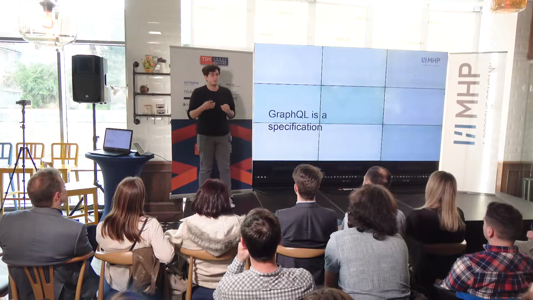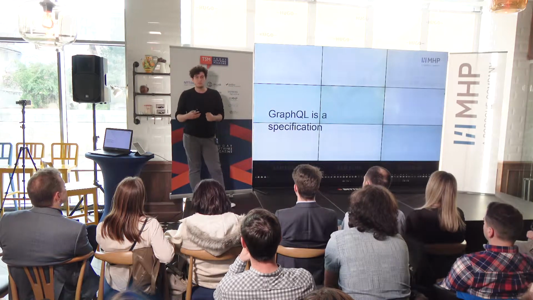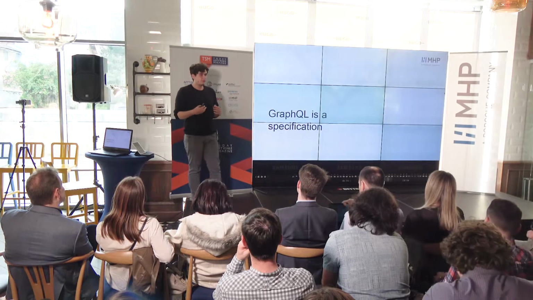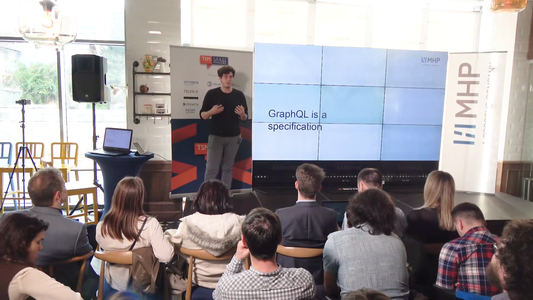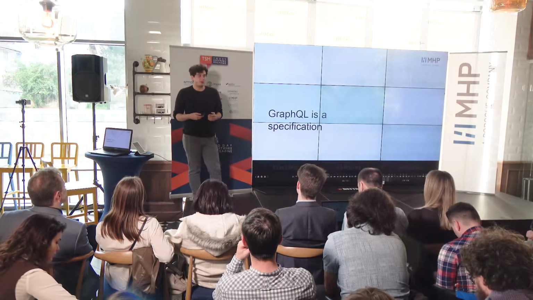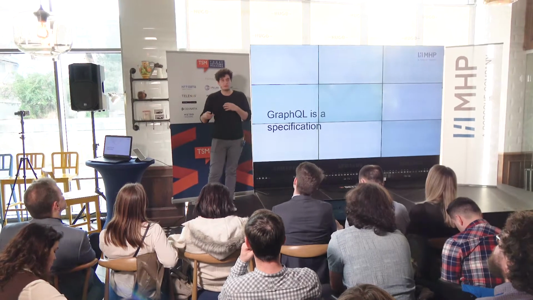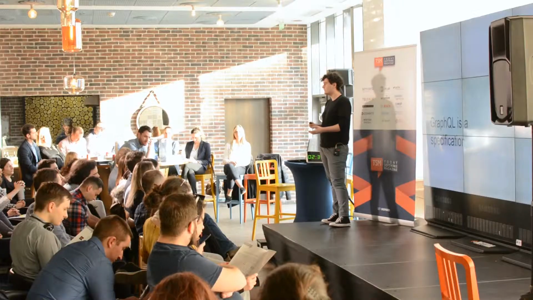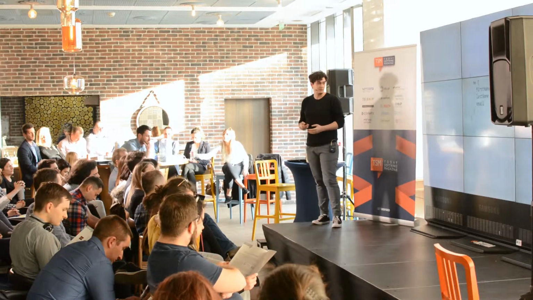GraphQL is a query language specification, because it was implemented in several different languages such as Ruby, JavaScript, Java, and it first appeared as a product of Facebook. They identified the need for their mobile clients to ask for different types of resources in a dynamic way. And they came up with this solution.